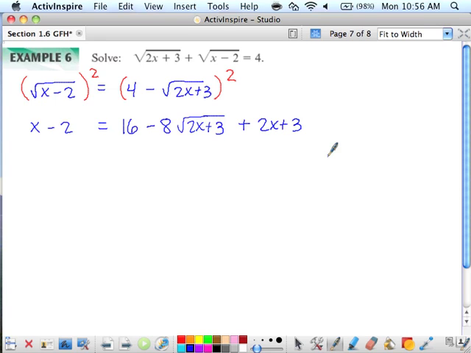From here, we need to clean it all up, and the problem is we still have a square root remaining. So we have to re-isolate the radical before we do anything else. We have to start over, basically. We still have a radical left. So this is one of those problems where you have to start over. So I'm going to go ahead and try to combine some like terms here.